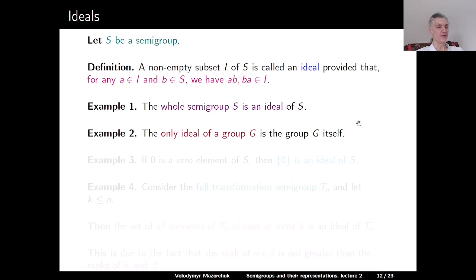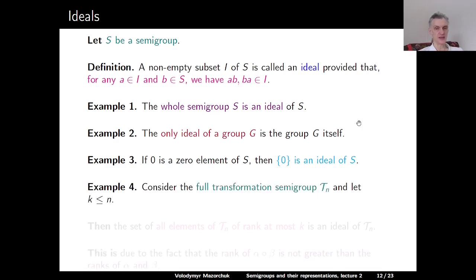Example 2, if our semigroup is a group, then the only ideal of a group is the group itself, because from any element of the group we can go to any other element of the group by left or by right multiplication. Example 3, if our semigroup S contains a 0, then this 0 is an ideal of S. That follows directly from the definition of the 0 element.